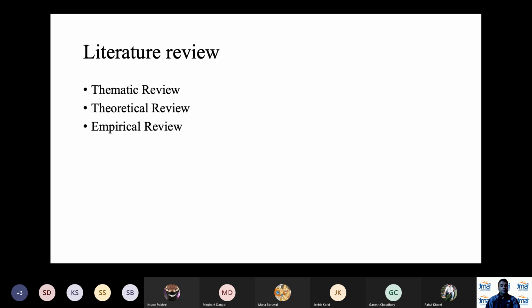Moving on to the literature review, mostly the literature reviews that are performed are not limited to just these three, but these are the most used review processes on literature. One is the thematic review, another is the theoretical review, and another is the empirical review. Moving on to the thematic review, you have collected a number of papers. Suppose you have collected 10 articles related to your topic.